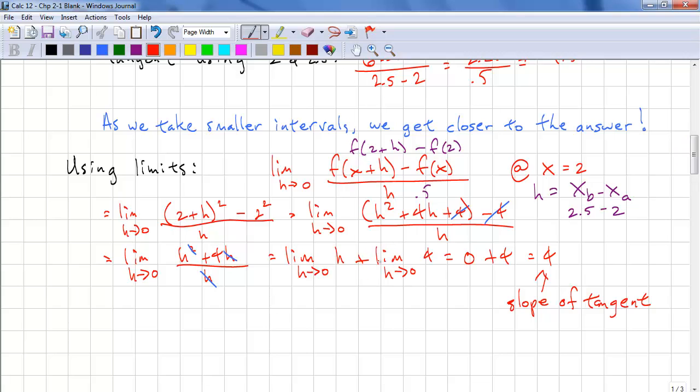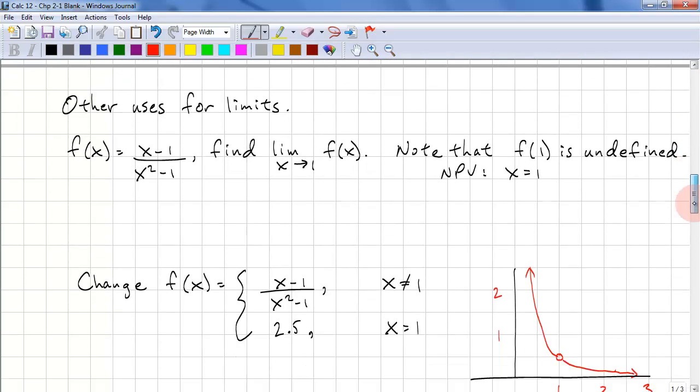We'll go over the limit properties later. I just want to show you what it looks like. There are other uses for limits. So here we have f of x equals x minus 1 all over x squared minus 1. We want to find the limit as x approaches 1 of f of x. I should write this down.